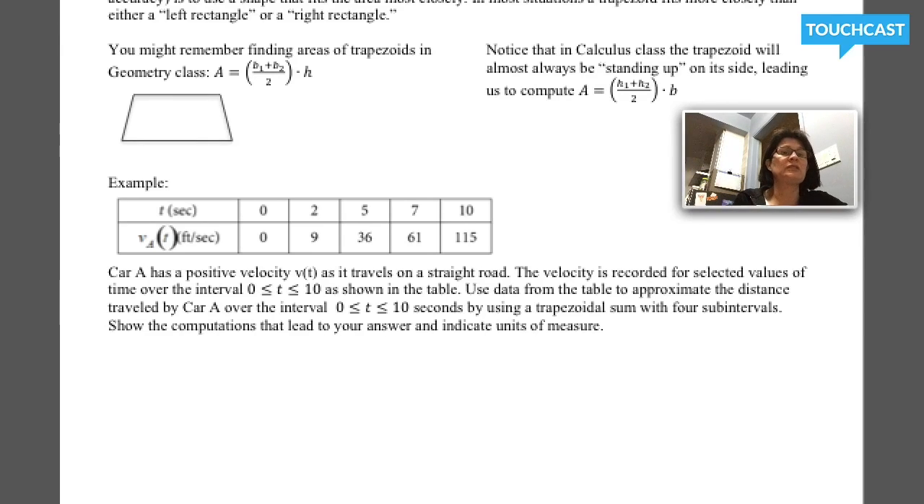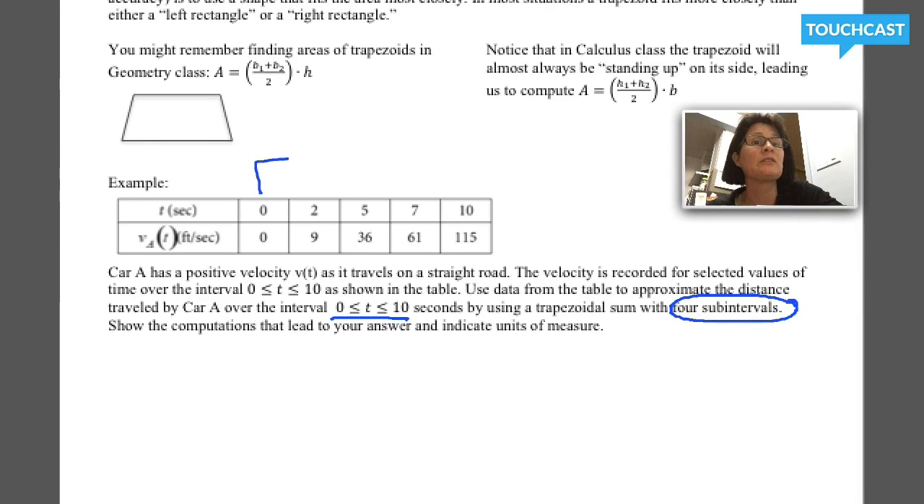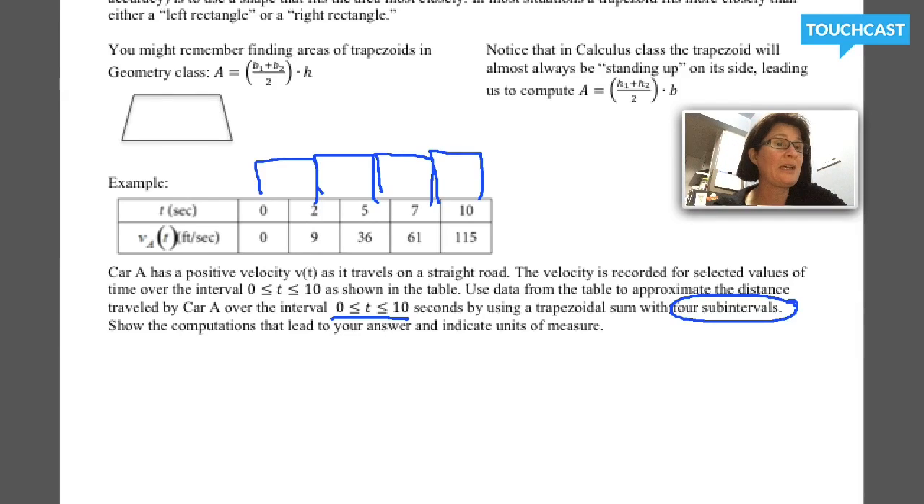Show the computation that led to your answer and indicate units of measure. So notice they're not going to mess with you on the AP test. They're very clear about what interval you should cover, 0 to 10, and that we should use 4 subintervals. That means 4 trapezoids. So the first trapezoid is going to cover from 0 to 2, the second trapezoid from 2 to 5, the third from 5 to 7, and the fourth trapezoid from 7 to 10.